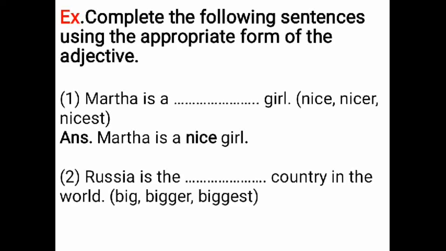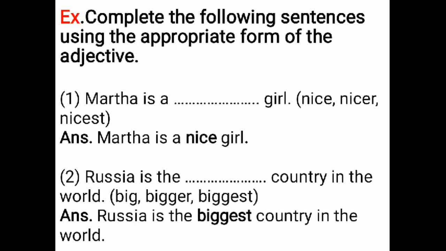Next, Russia is the dash country in the world. Big, bigger, biggest. Correct answer is Russia is the biggest country in the world. The adjective biggest is the superlative degree. Before the superlative degree, the is there.